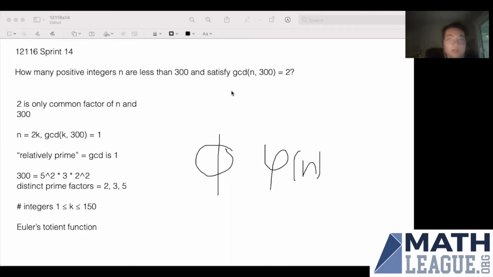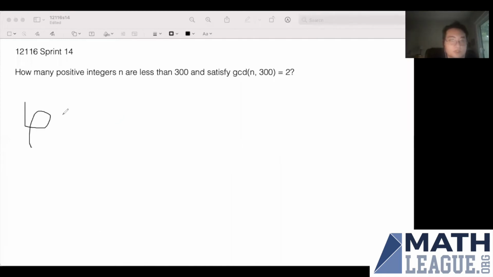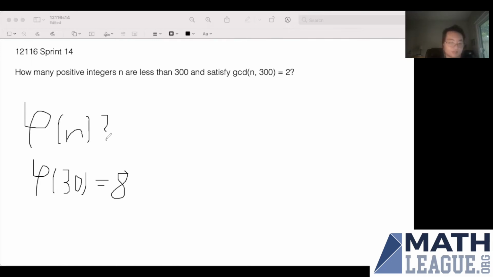Now, I'm going to go ahead and make room for this definition. What is the Euler totient function of a positive integer n? Well, as I mentioned, it's the number of positive integers less than or equal to n that are relatively prime to it. So for example, if you have phi of 30, we can just brute force that. We can list everything out and find out it's going to be 8. But how do we make that quicker? For larger n, it's not really feasible to list everything out.